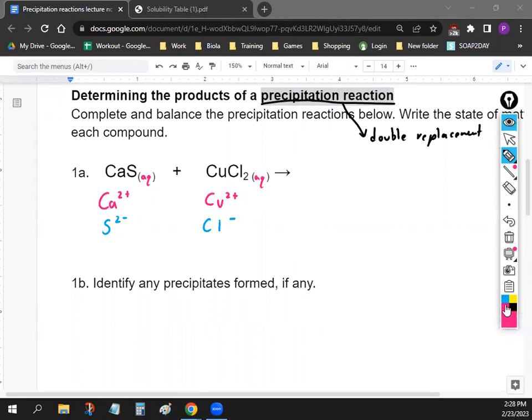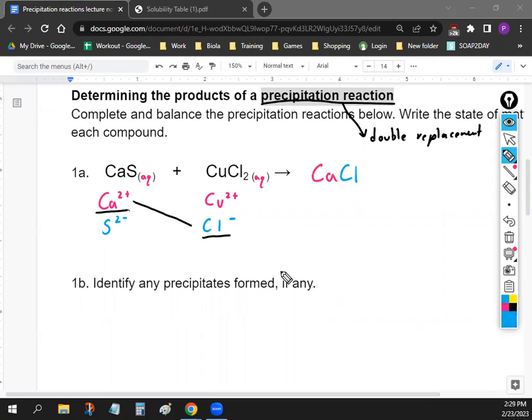So what that means is we're going to take the positive of one of them and react it with the negative of the other. Okay, so it's like a replacement. We're taking the positive of one of them and reacting it with the negative of the other one. So we get Ca and we're going to combine it with Cl.